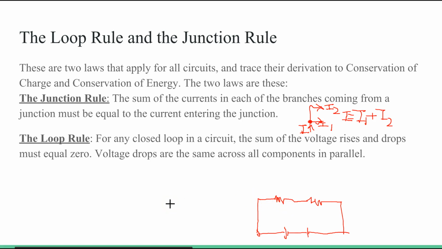And the voltage drops are the same across all components in parallel. So if you had a resistor over here, another resistor over here, a battery, and another resistor over here, the potential it loses in this resistor must equal the potential it loses across this resistor. And this fact will be especially helpful when we start solving some complicated circuits.